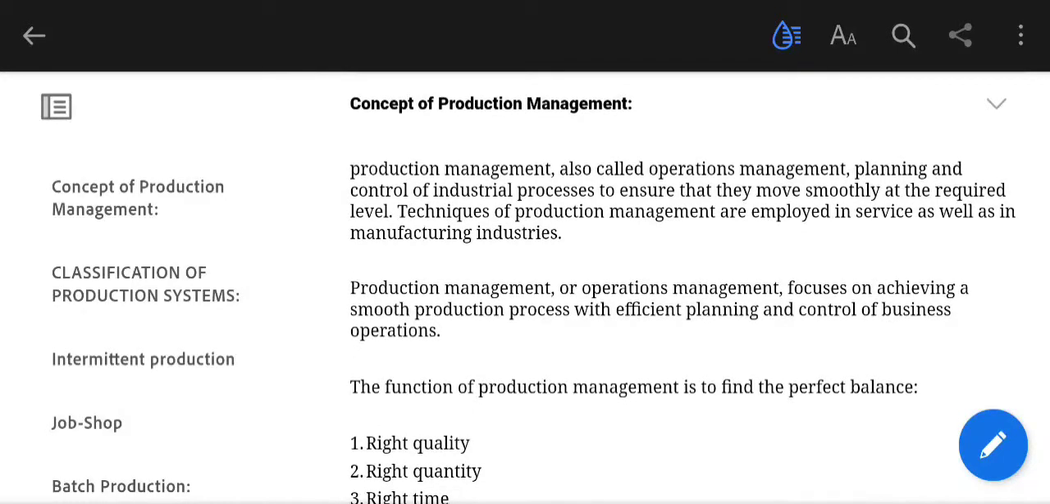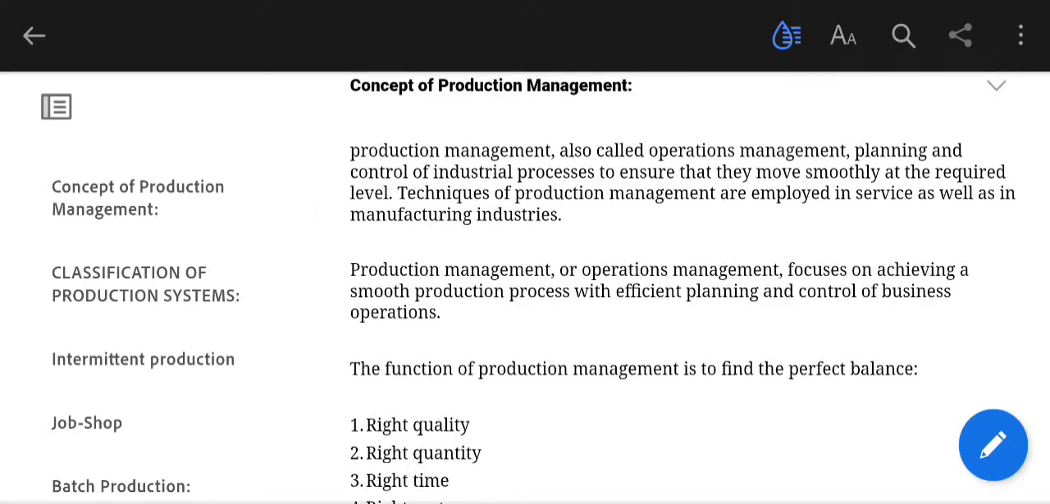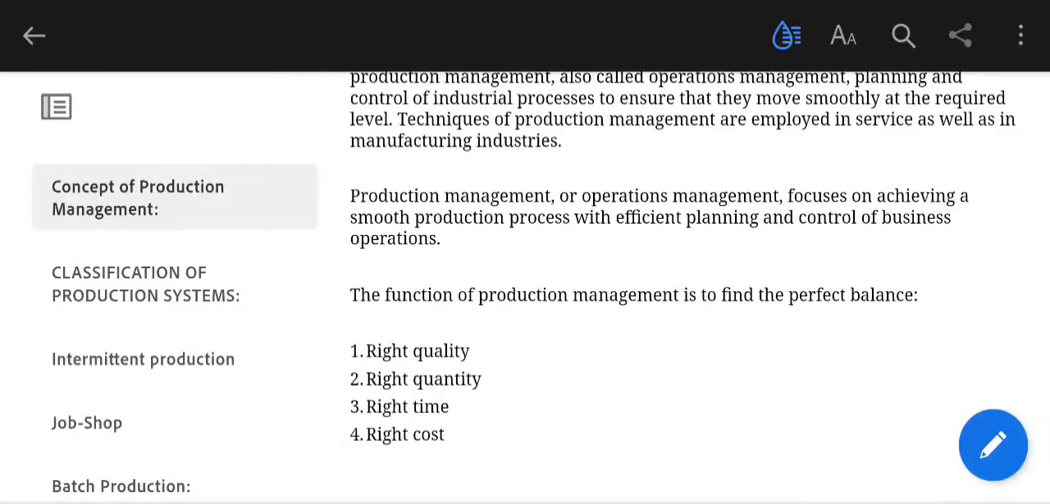Now, production management is nothing but the combination of four characteristics. First is the right quality. After that, the right quantity, right time, and lastly, right cost. If we combine all these activities, we can get the exact desired output which we want from an industry. So this is the basic function of a production management system.